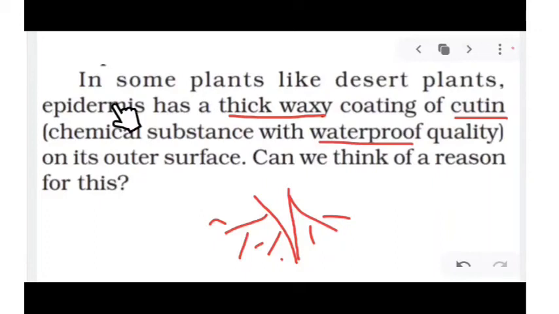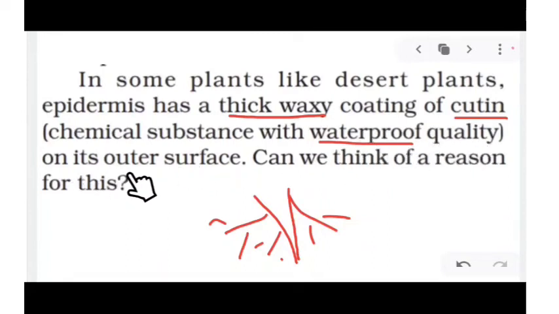Now in some plants like desert plants, we have already discussed desert plants, but here we will go into more detail. Desert plant epidermis has a thick waxy coating of cutin. यहाँ पे thick waxy इसलिए कि अगर कुछ भी अगर वहाँ पे आया तो पानी लॉस नहीं होना चाहिए, isn't it? And coating of cutin एक केमिकल होता है, chemical substance with the waterproof quality. That means the water should not leave, बाहर जाना नहीं चाहिए, waterproof quality.